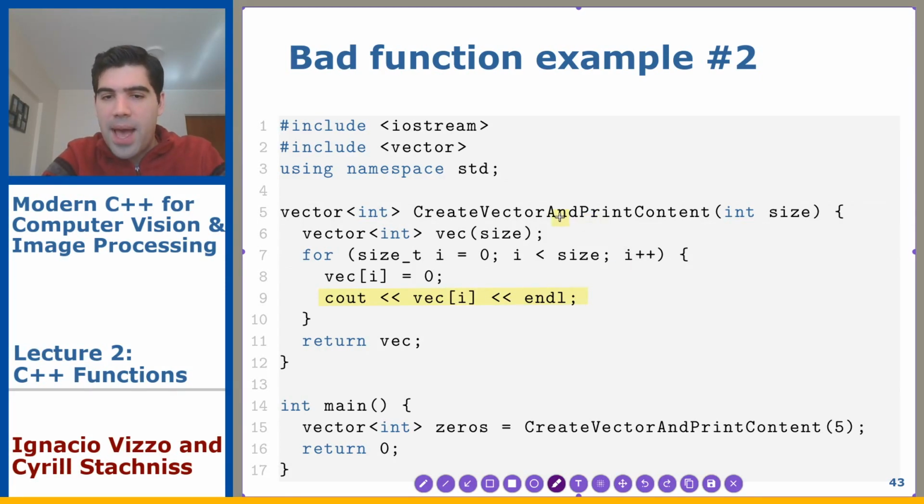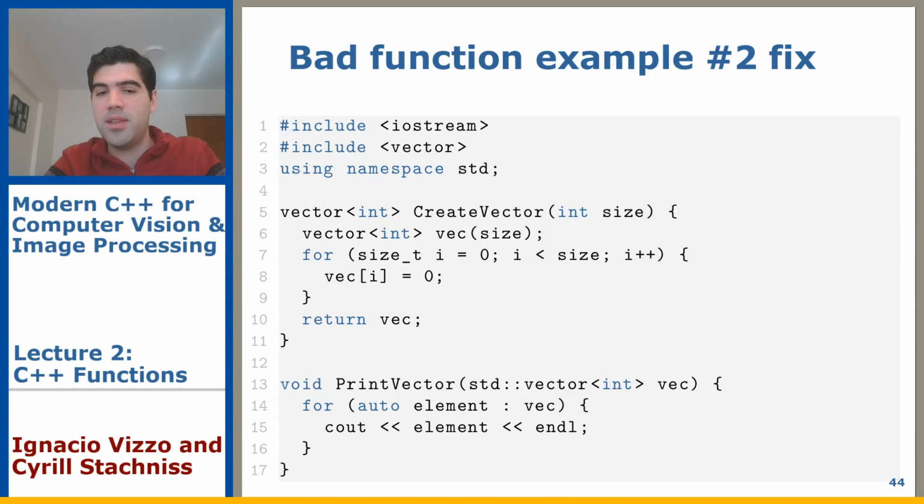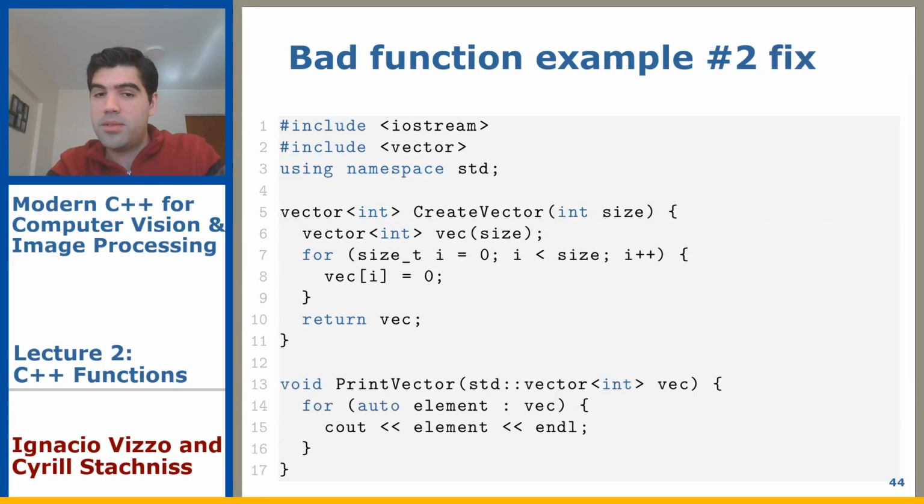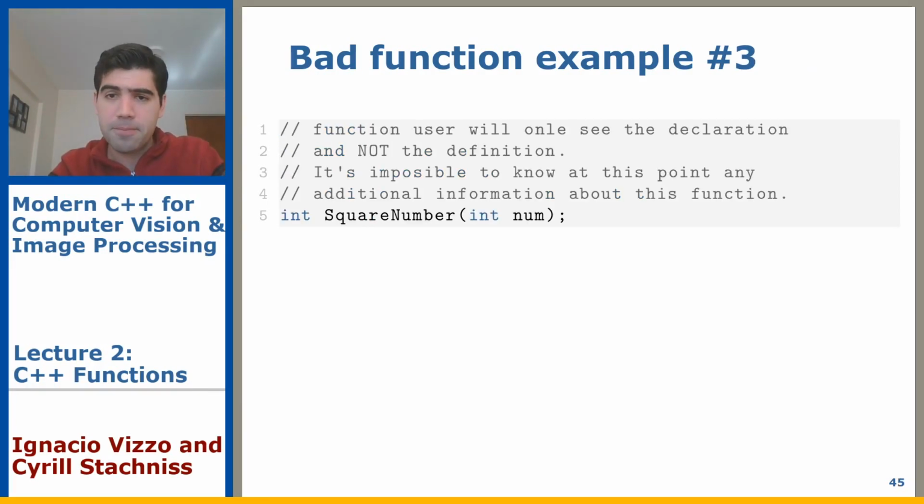But then there is that "and print content", right? If there is an "and" in the name, it means you can split the functionality and create create vector and print vector. Whenever you want to create the vector, you create it, and if you're in the mood of printing the vector, then you call the other function, right? So this is a really bad idea, and this is a good idea. The names are smaller, which means you can split functionality. And this is something that I expect not to see in your homeworks.